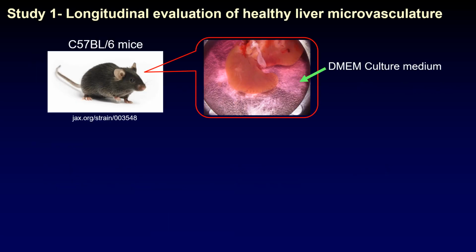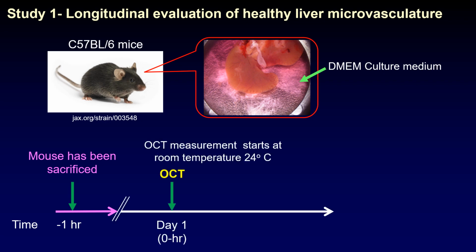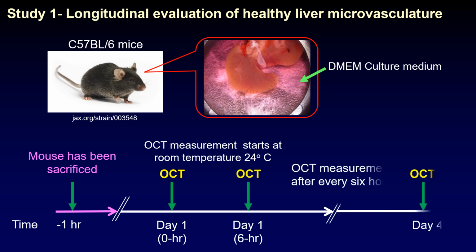For this study, a wild-type mouse was used. The mouse was first sacrificed to extract the liver, and then the liver was kept in a culture medium to keep the tissue alive. Then after 1 hour, OCT measurement started at a room temperature of 24 degrees centigrade, and we measured every 6 hours continuously until 4 days.